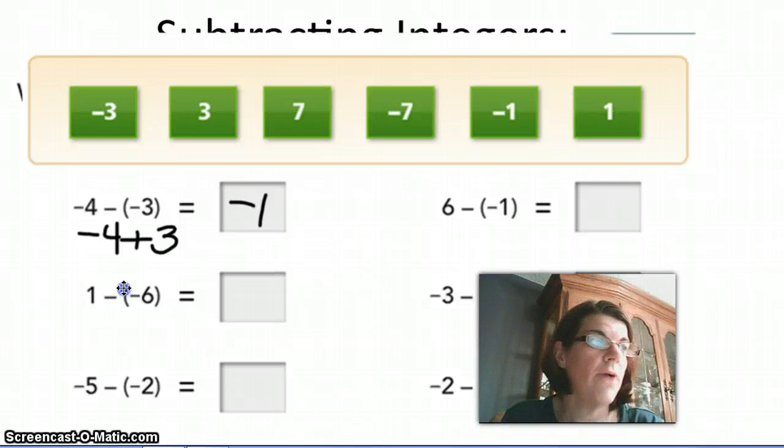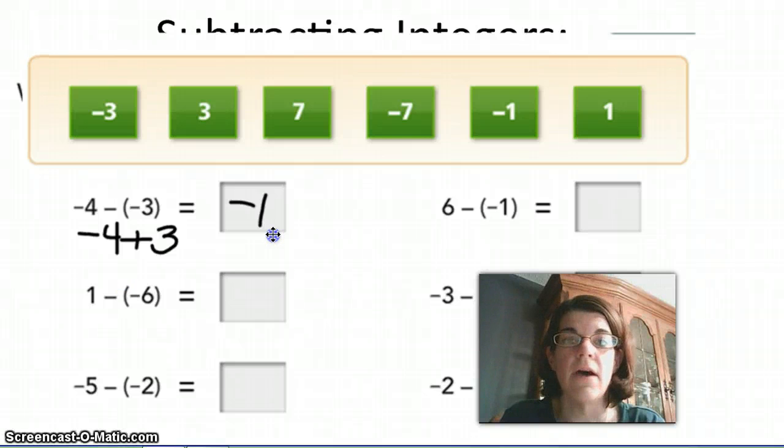Okay, so go ahead and transform each of these into an adding integer sentence, just like I did, and I'll go over these in the next video.